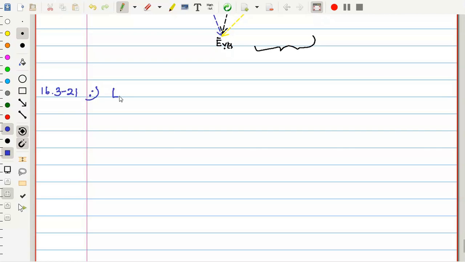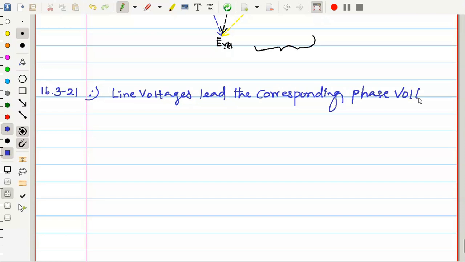So let me write in this way. Line voltages lead the corresponding phase voltages by an angle of 30 degrees. This is a very, very important statement.